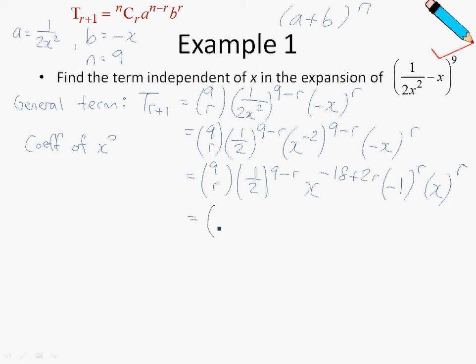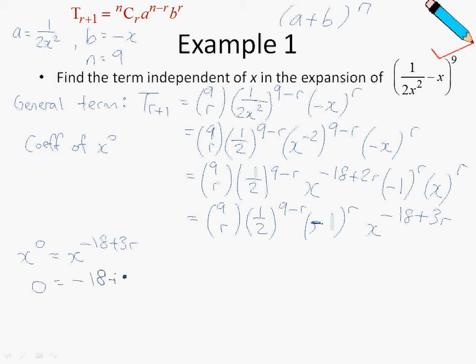Finally, if I were to do one last line of simplification, it will go like that. Minus 1 to the power r, x to the power of negative 18, 2r plus r will give me 3r. So if I want x to the power of 0, this will mean I will equate this with x to the power of negative 18 plus 3r. And if I solve for this, my r will just be 6.